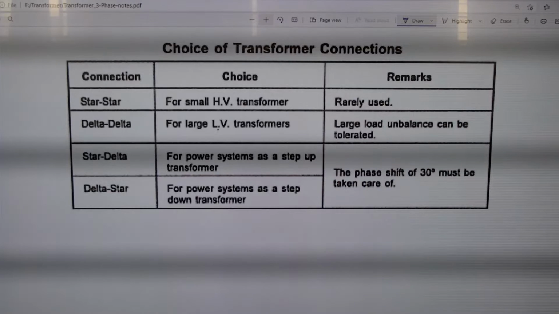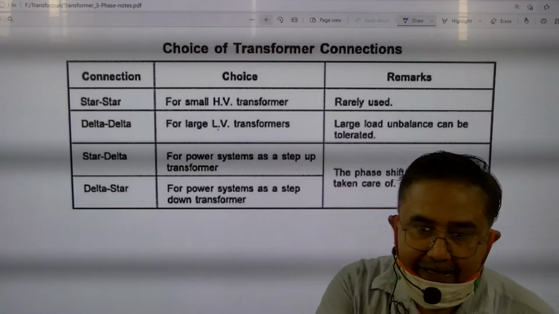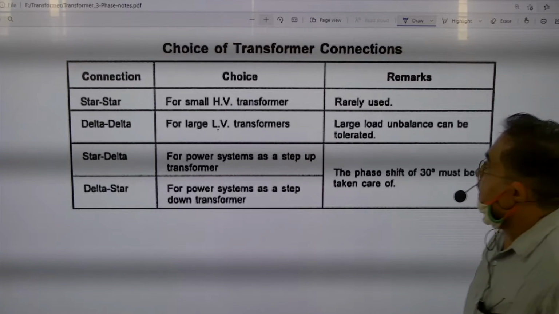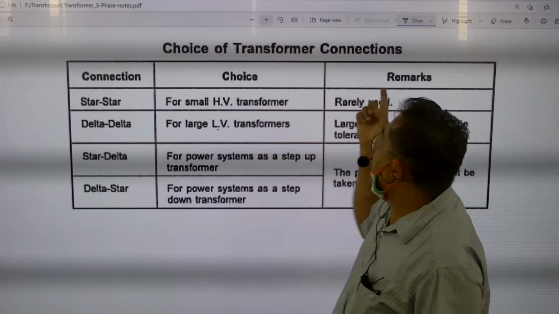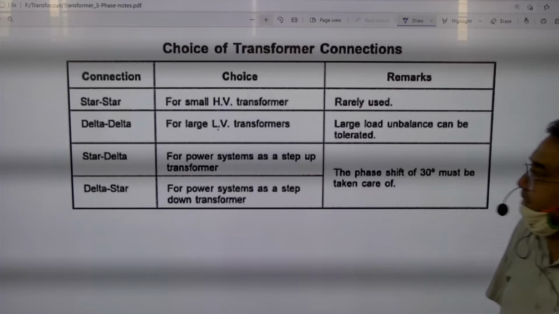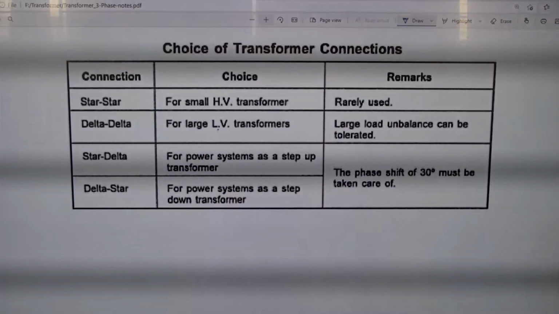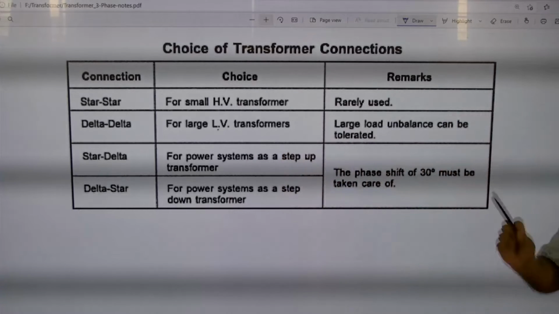Now, this is just by way of conclusion. I have given you where you can go for these different types of connections. Star star for small high voltage transformer, but it is rarely used. Then comes delta delta for large LV transformer, where a large unbalanced load is to be handled.